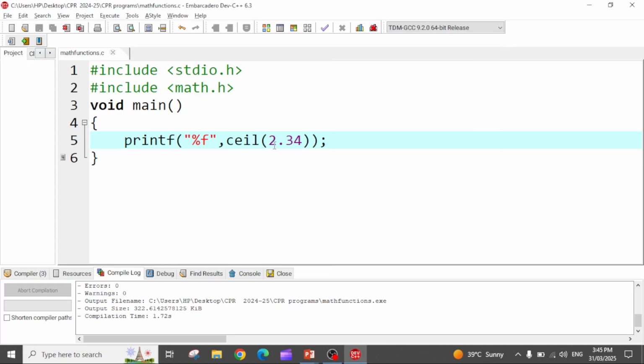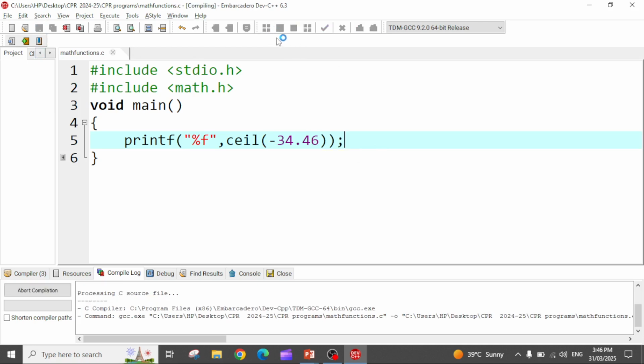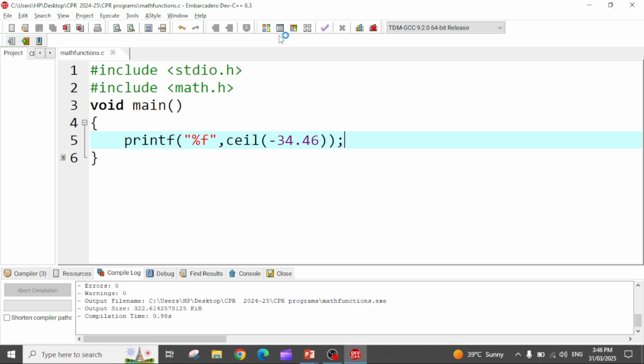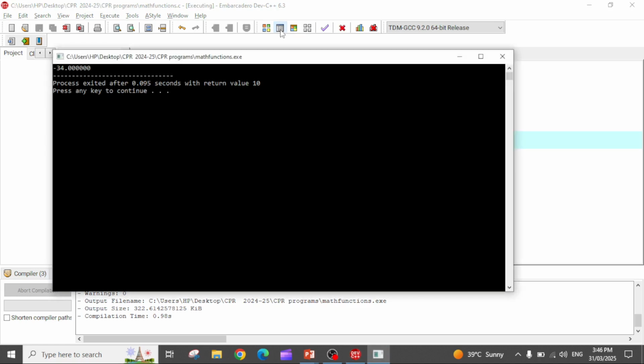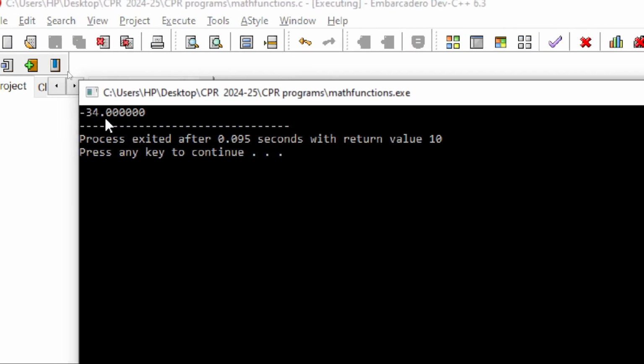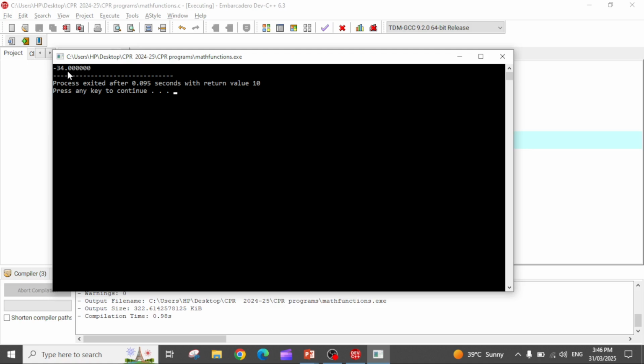What if I take the value as a negative value? Say the negative value is minus 34.46. Can you guess what will be the result? What am I going to get? I am going to get the immediately higher integer value. So which value is higher than the given value? It is minus 34.